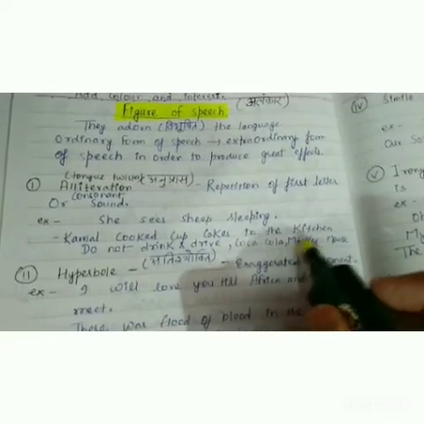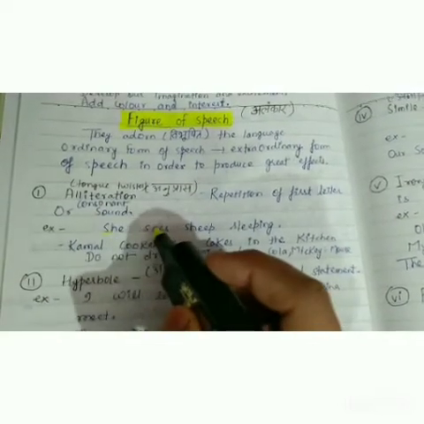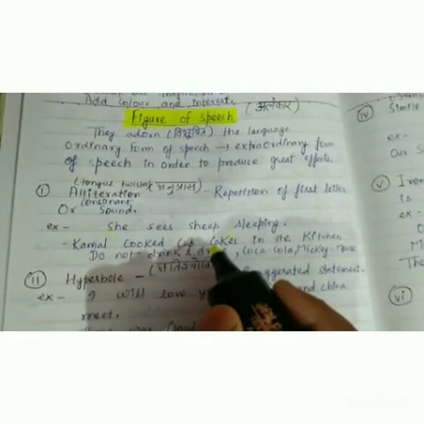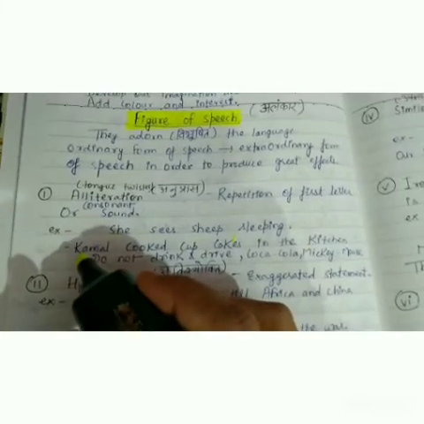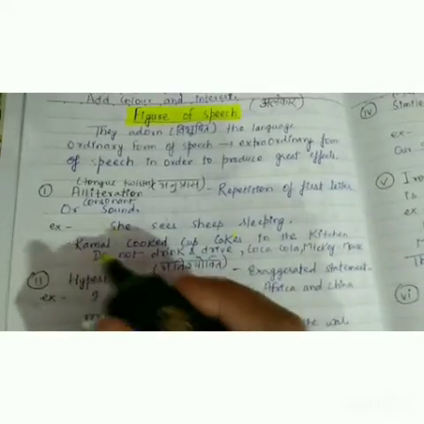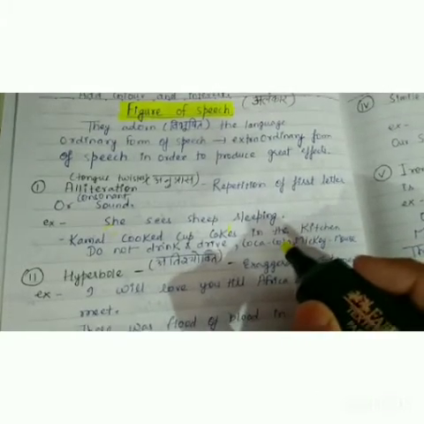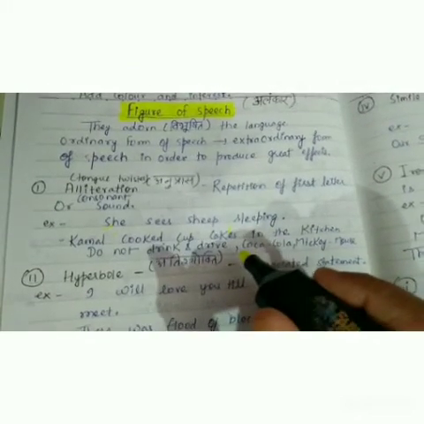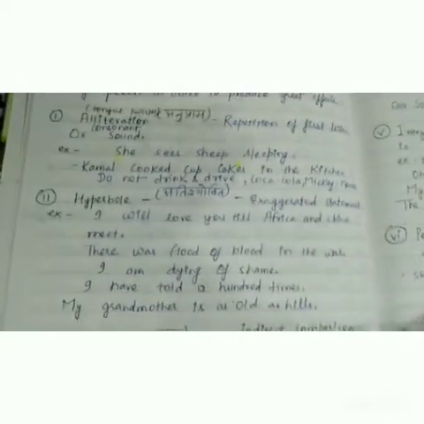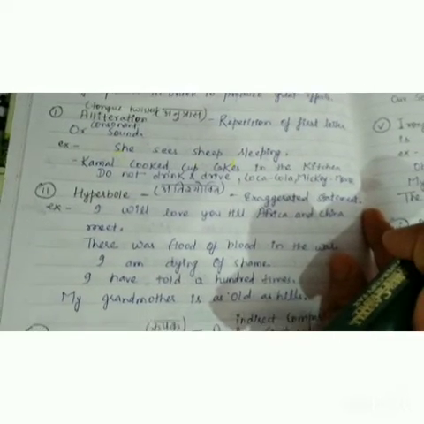Coca-Cola, Mickey Mouse. Here we see repetition of first letter S. Kamal cooked cupcakes, repetition of consonant sound K. And here kitchen, K. Do not drink and drive, D. Coca-Cola, it is the repetition of first letter C. Mickey Mouse, M. Let's see second figure of speech, hyperbole, which we call atisyokti alankar in Hindi.